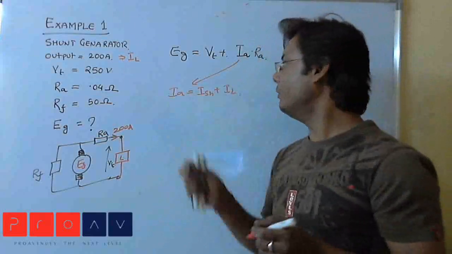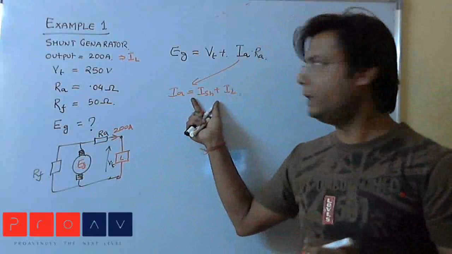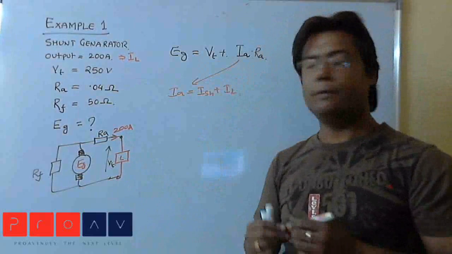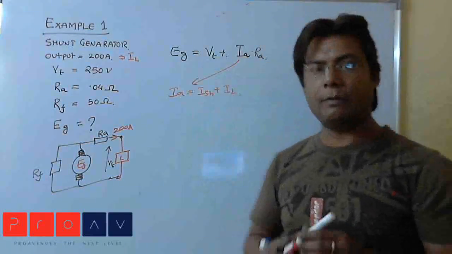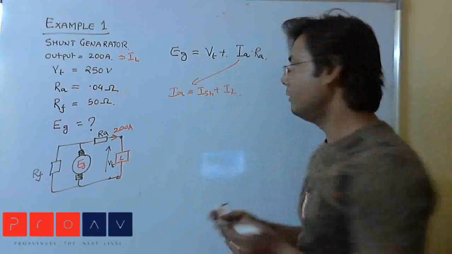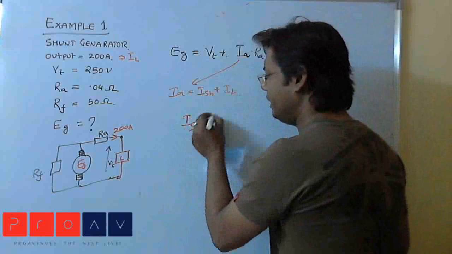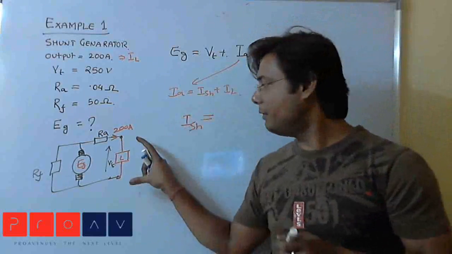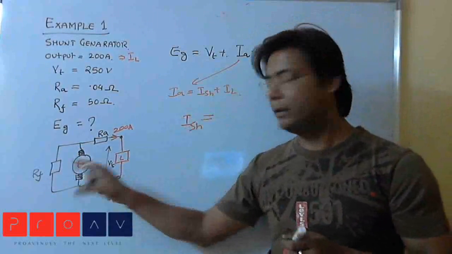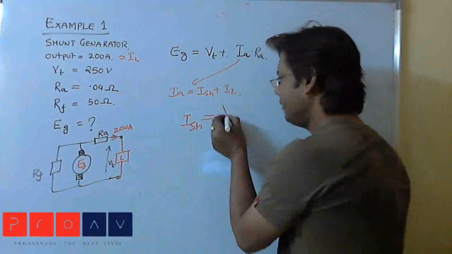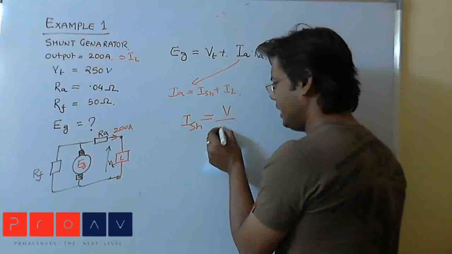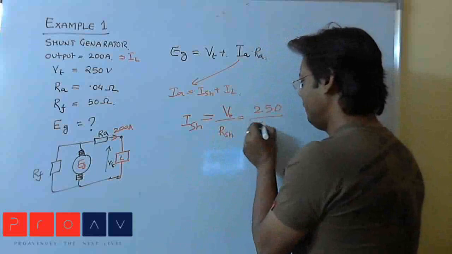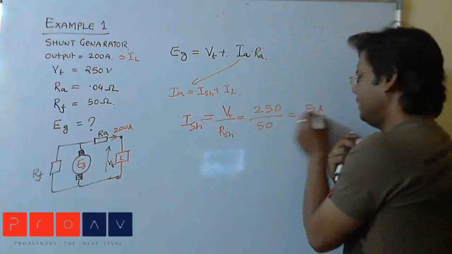IL is already given to you. You need to find the I shunt. If you find the I shunt, then VT, the terminal voltage, is given, and RA is also given, so we can find the total EG. So before finding EG, we need to find the shunt current. I can find the shunt current by VT, the terminal voltage, divided by the shunt resistance, that is V by RSH, which is 250 divided by 50, equal to 5 amperes.